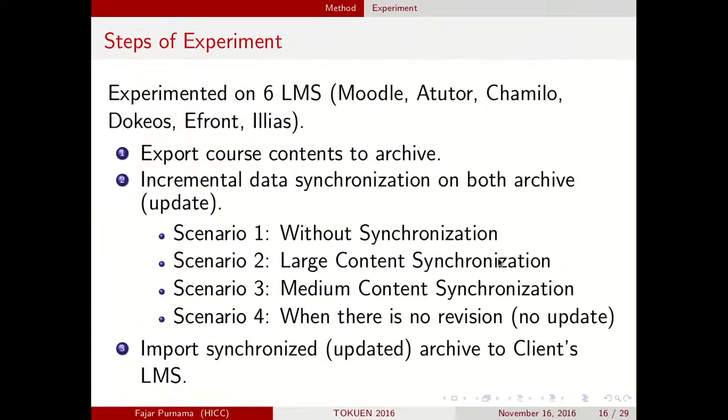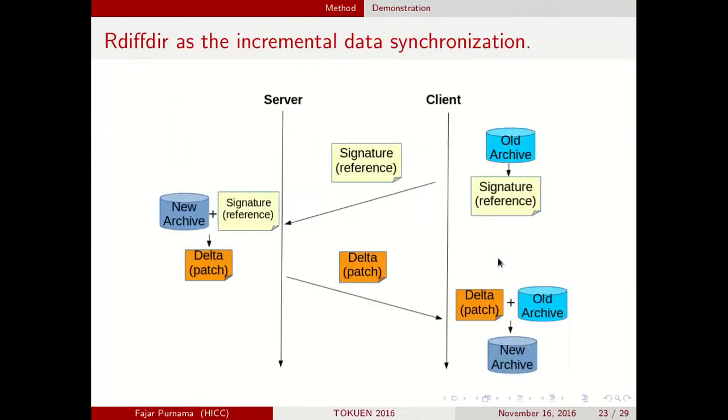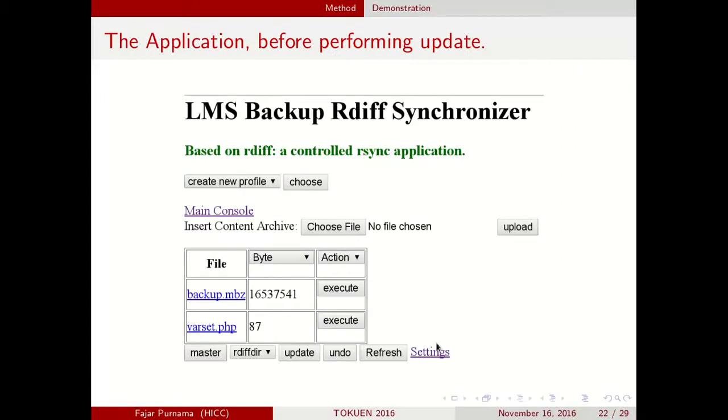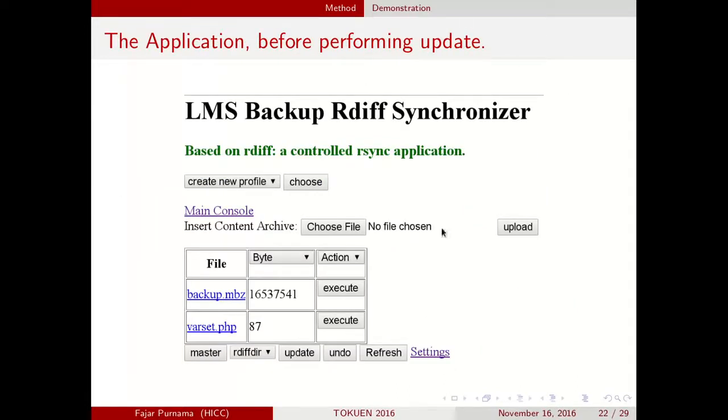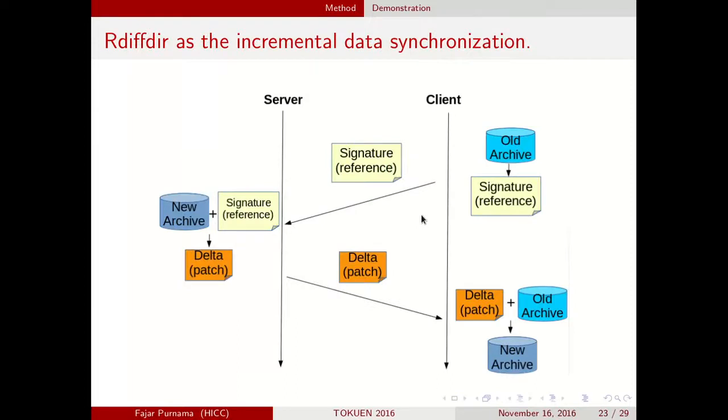For the incremental data synchronization, it's very flexible. Instead of building an application based on the rsync algorithm, you can use Google Drive, you can use Git, you can use SVN or Dropbox, or any other application that can do incremental data synchronization, and probably you just need to modify a bit of the interface. But for this work, we use an rsync algorithm.